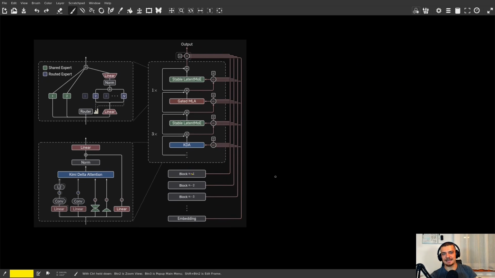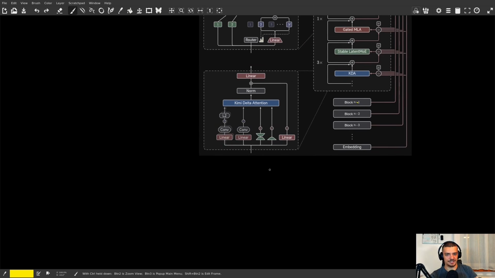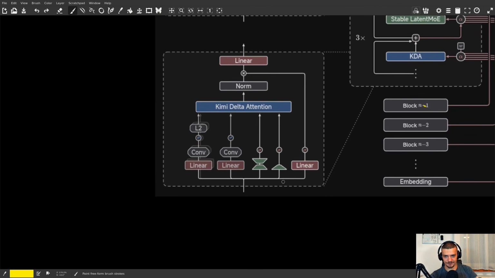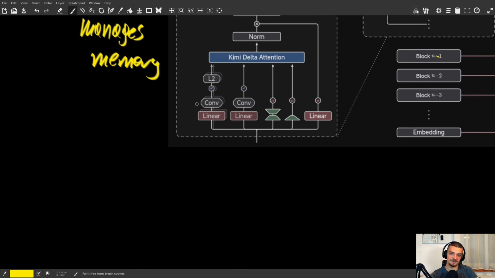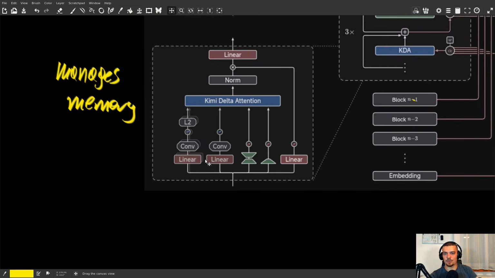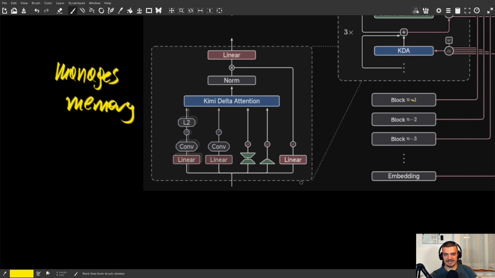And I want to start with KDA because I think that's easy to understand and it's also interesting to understand. What you need to understand about KDA is that this is how Kimi manages memory. So we're all talking about memory here. You can think of this to be a little bit like a recurrent neural network where you have forgetting mechanisms and you want to remember stuff, you want to forget stuff over time, you want to forget specific stuff. Basically, this is the way that Kimi manages its memory.